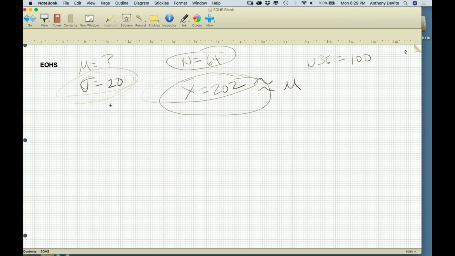Okay, so we know that repeated samples of size 64 are going to be distributed in the sampling distribution with a standard error equal to 20 divided by the square root of 64. The square root of 64 is 8, so that's going to be 2 and 1/2, 2.5. That's going to be our standard error. That's our new standard deviation for means.